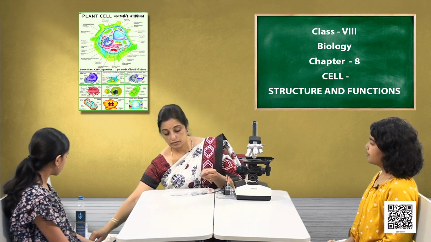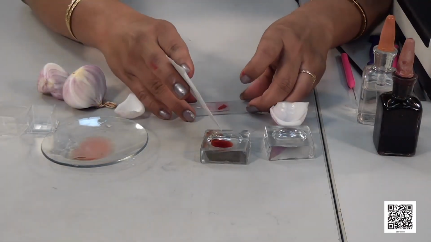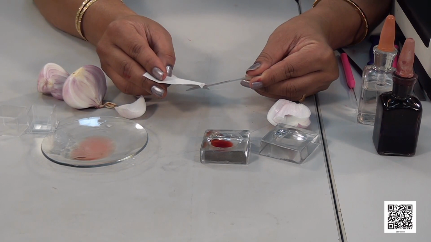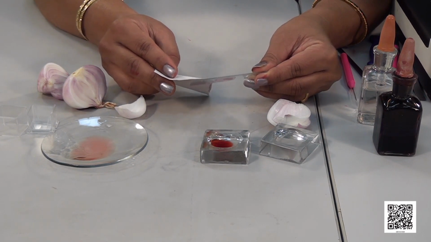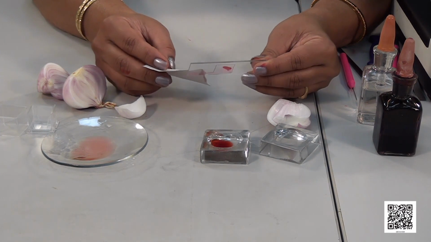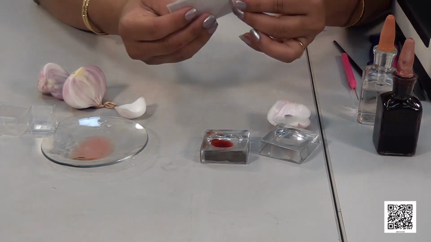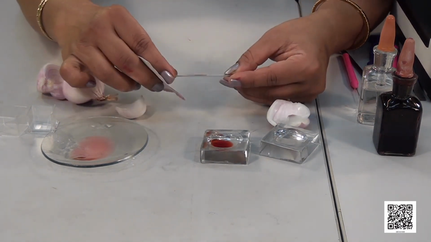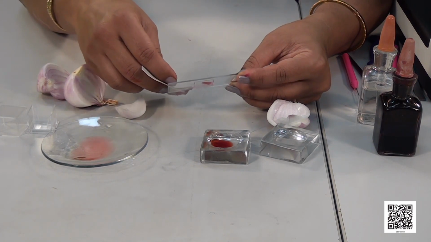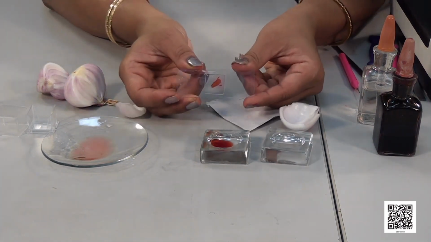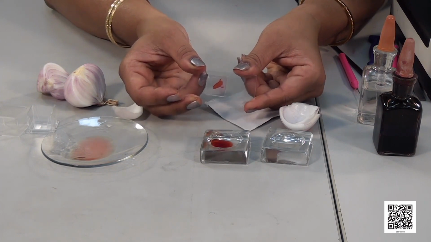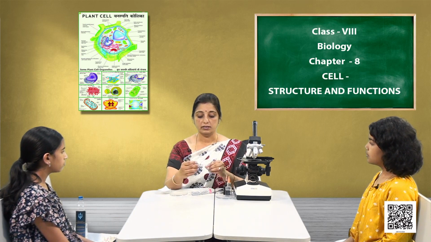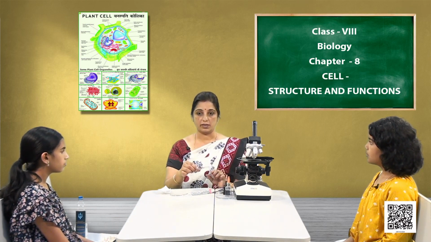Any extra solution, whether it is a stain or glycerin, I am going to wipe off using this blotting paper. See that the slide is ultra clean before placing it on the stage of the microscope. And see that the material is at the center of the slide. Now the slide is ready for observation. Now let us put the slide under the microscope.